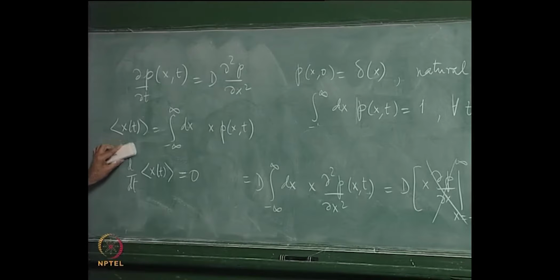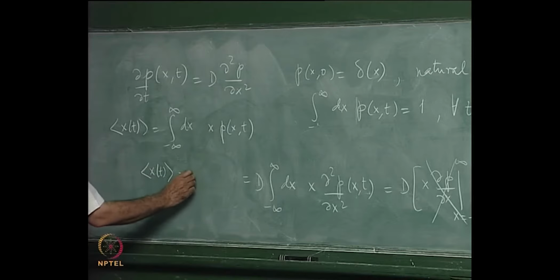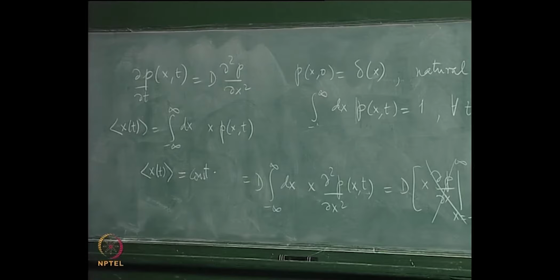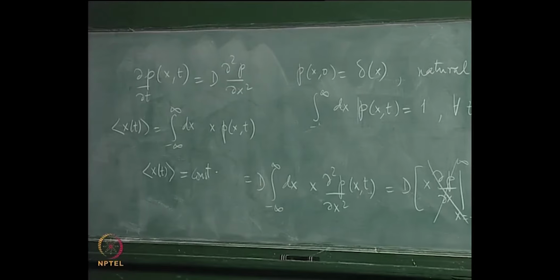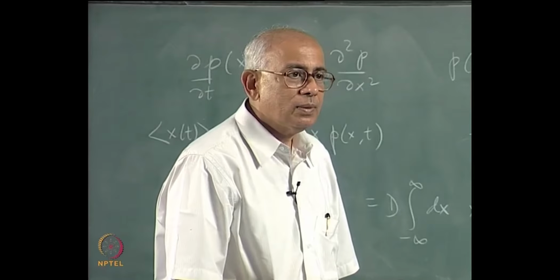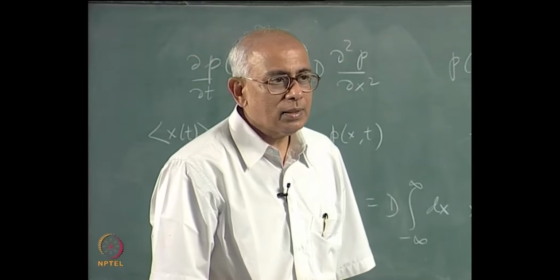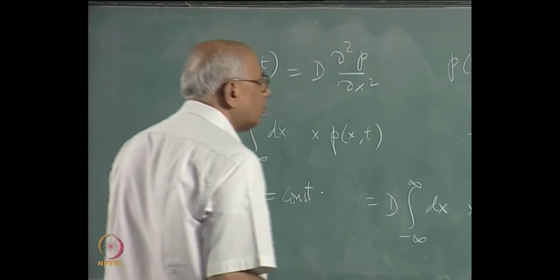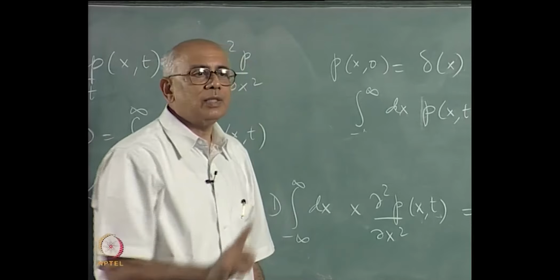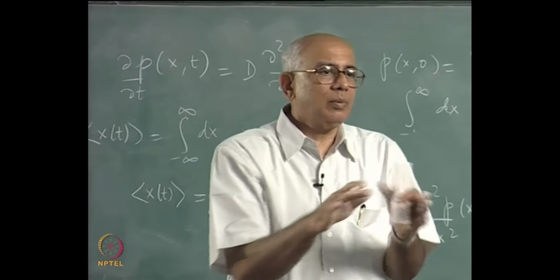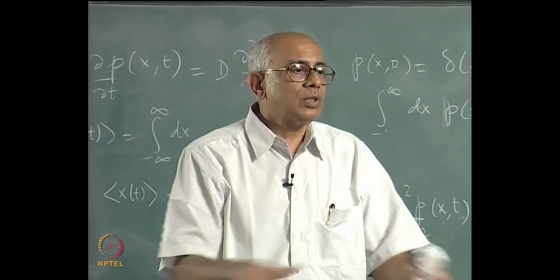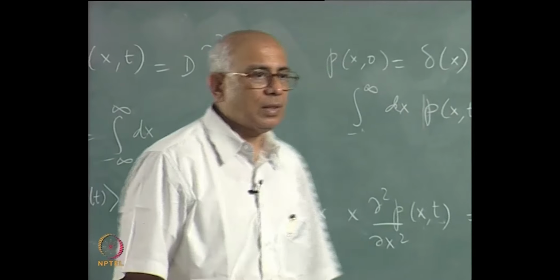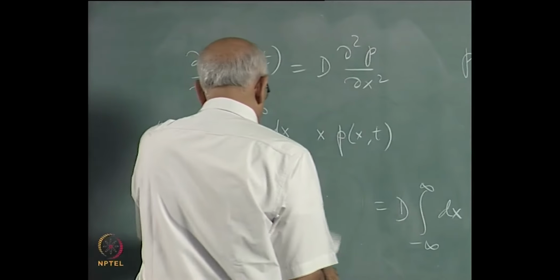Which implies that this quantity is a constant. But if I start at the origin at t equal to 0, this is 0 at t equal to 0, and since it must remain constant, it is 0 at all times. So physically, if you start with a symmetric initial distribution and let diffusion occur without bias, the distribution would remain symmetric at all times, and the average would remain 0 at all times. So this is identically 0.